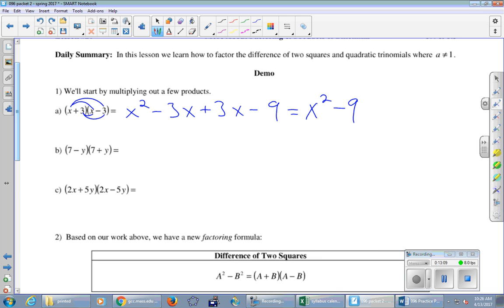First times first. 49. Outers. Positive 7y. Inners. Negative 7y. That's your cancellation. Last. Minus y squared. So this is 49 minus y squared.